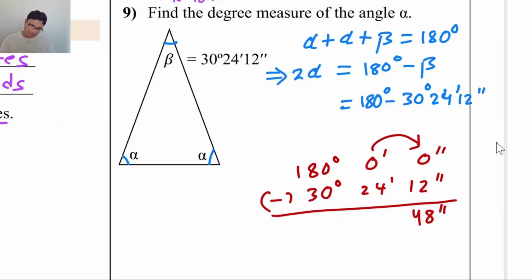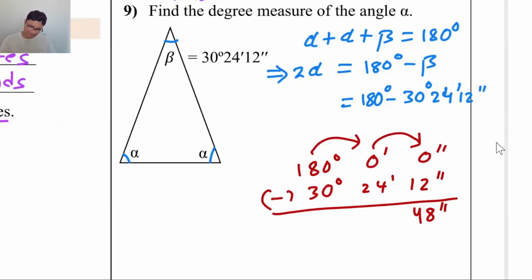You have borrowed 1 minute from here, but that itself was 0 minutes. So you should borrow 1 degree from here. When you borrow 1 degree, that would have been 60 minutes, right? But from the 60 minutes, you have lent 1 minute to the seconds there. So you have 59 minutes now. I'm writing that here just for my mental calculation. I have 59 minutes here. 1 minute was borrowed by the other side, the seconds.